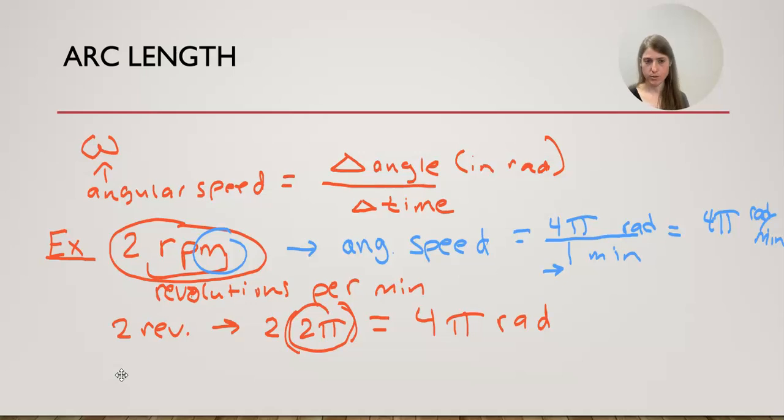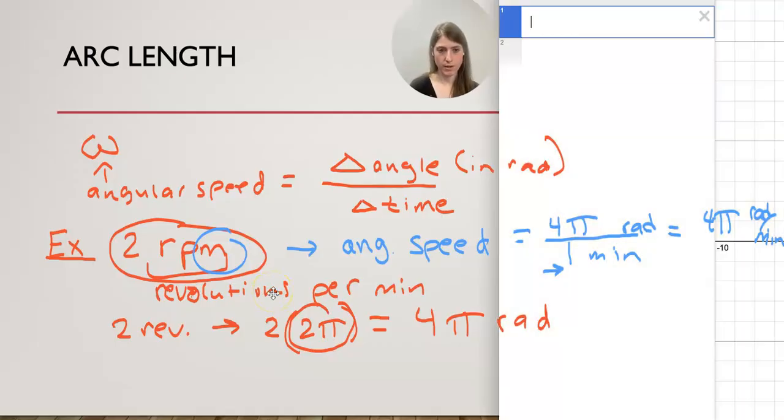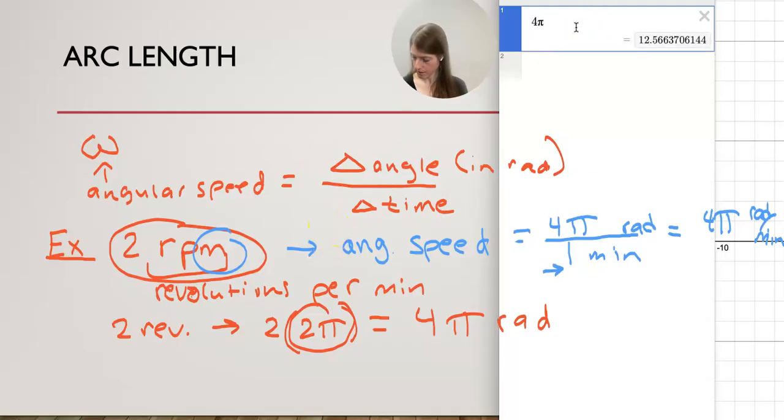Now, sometimes you might have your answer like that, or it's possible you could also have your answer in a decimal depending on the form. If they just say find the angular speed and they don't say convert to decimal, maybe leave it with a pi. But let's go ahead and find the decimal representation. So if we just convert that 4 pi to a decimal, then this is approximately 12.57 radians per minute.